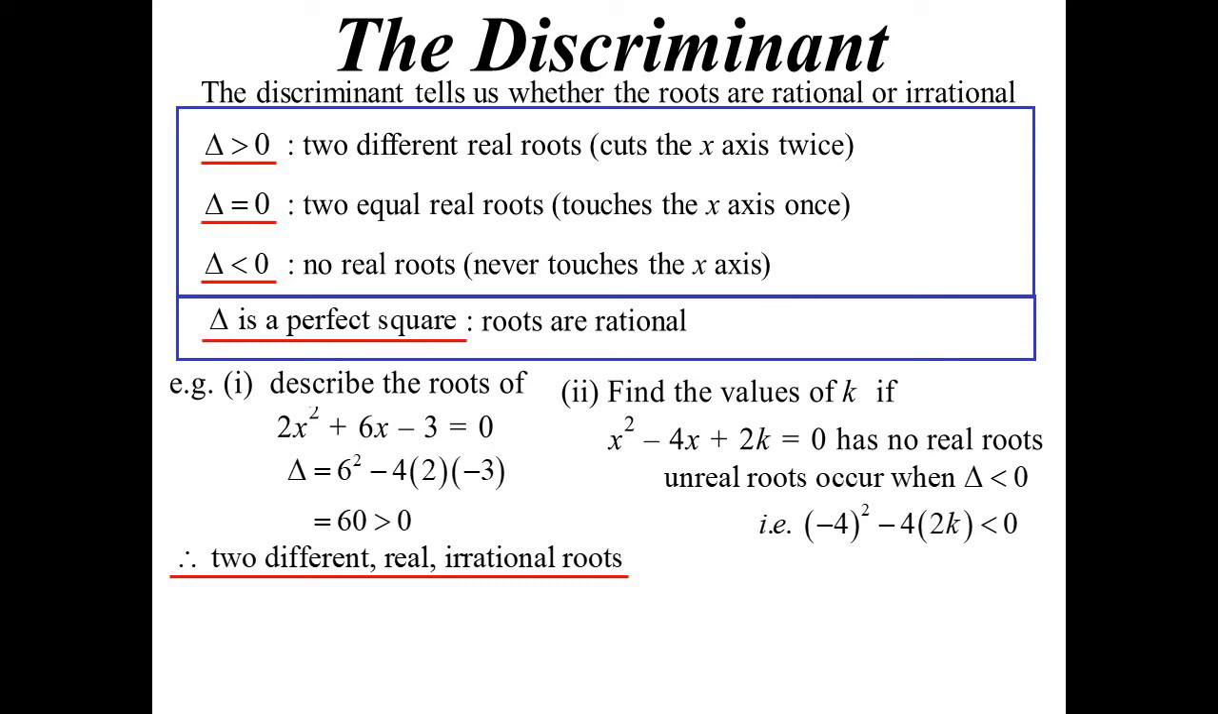Okay? I know this fact, therefore, or i.e., that is, I can say minus 4 squared minus 4 times 2k. We solve that, we get k is greater than 2. k is greater than 2.